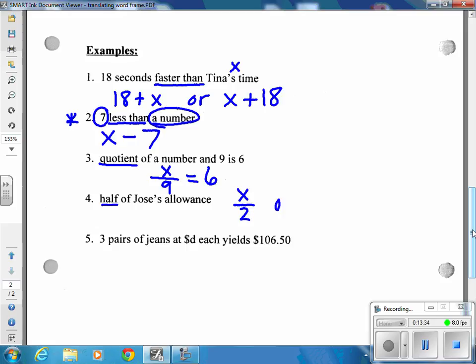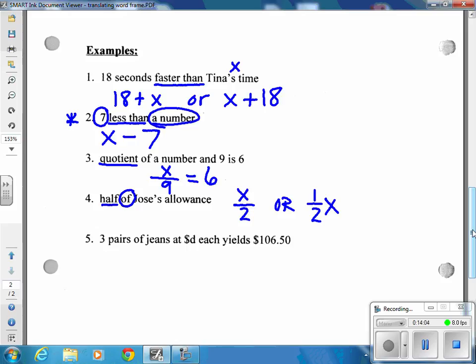But if you think of half as the fraction 1/2, and then the key word being of meaning multiply, then you would take 1/2 times X, because you're taking 1/2 of his allowance that we don't know. So both of those answers are 100% correct. It's just a matter of what you personally interpret it as and how you want to write it. So please know the difference between those two and know that half is the only word that does that.